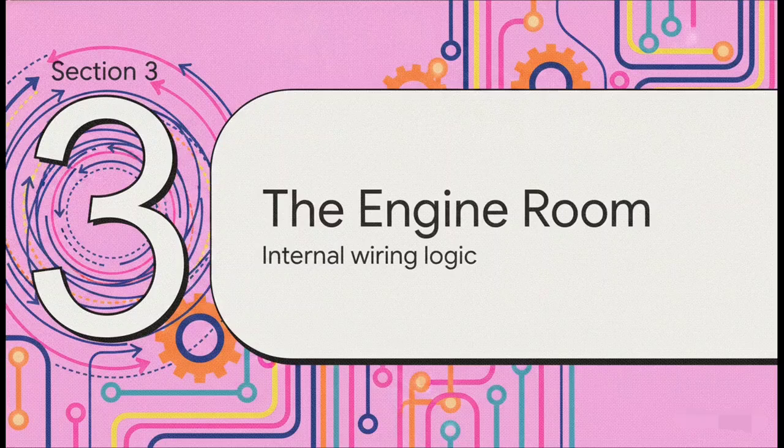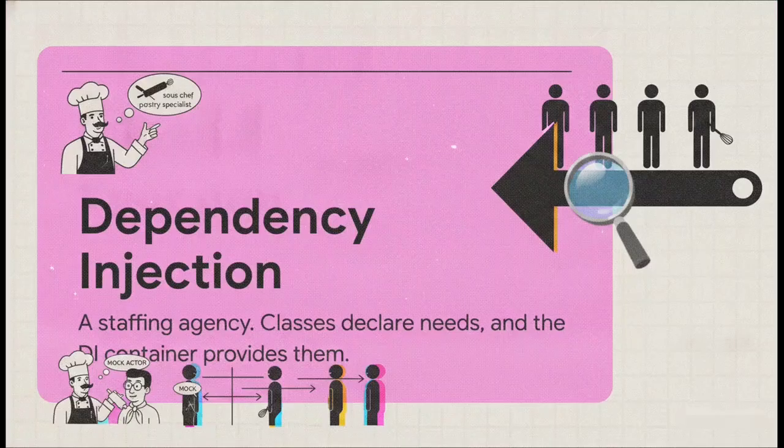Now we're going to dive deep into the internal wiring logic that makes this whole system incredibly testable. We mentioned that power grid analogy earlier, but let's look at how dependency injection really functions day to day. Think of it as a professional, high-end staffing agency. Instead of a head chef having to go out onto the street and personally hire their own staff, the chef just declares to the agency, hey, I need a sous chef and I need a pastry specialist. On opening day, the agency automatically sends the exact right people.